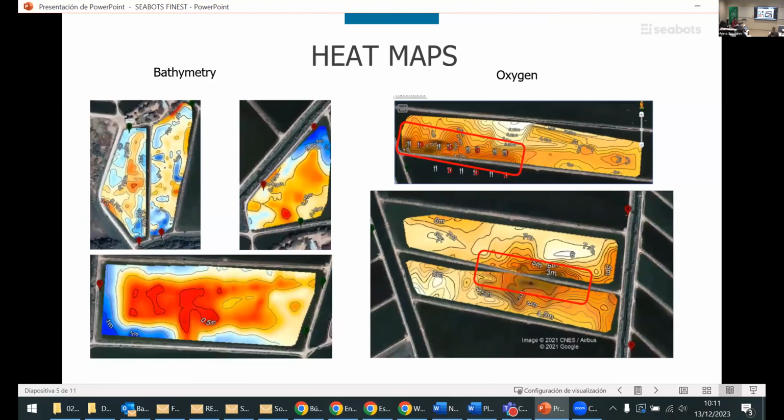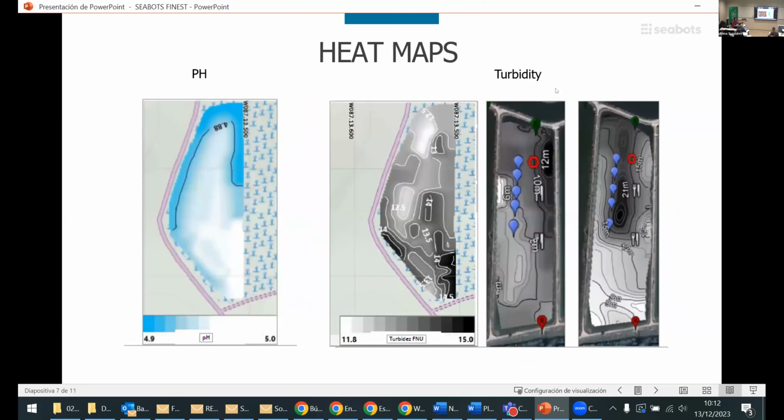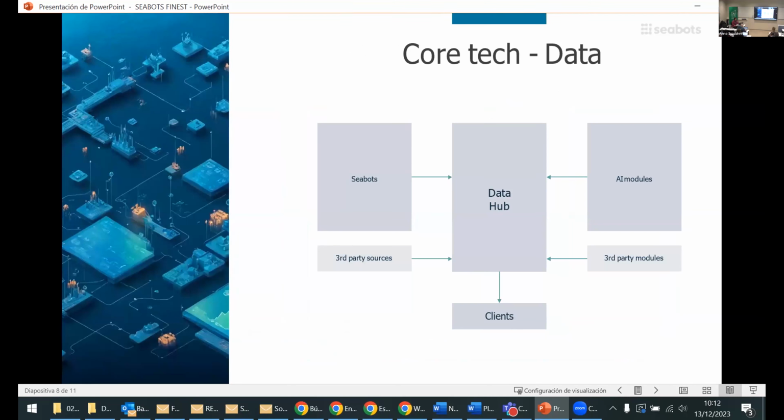For example, we can create heat maps. Here we can see the bathymetry, with different levels of depth, and also another map with the oxygen concentration. So we can keep these parameters stable in order to protect biodiversity or for public bathing areas, for society. Here we have other examples like temperature, chlorophyll, pH, which is very important too, and turbidity. But finally, we get to the data, which is the most important thing.